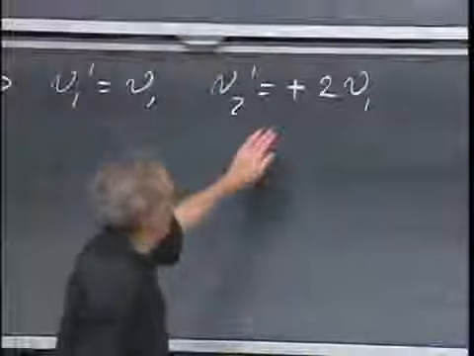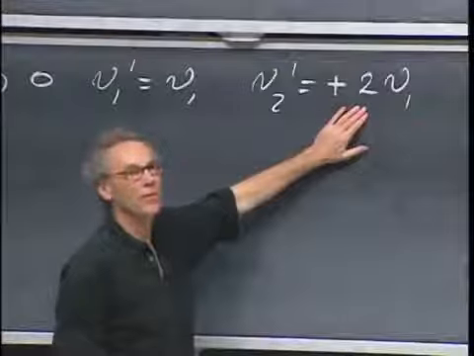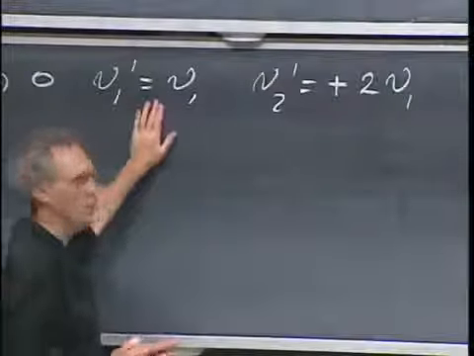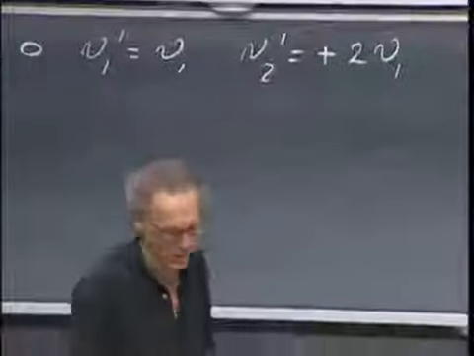So now you take a bowling ball and you collide the bowling ball with the ping pong ball, and the ping pong ball will get a velocity 2v1. Not more, not less. And the bowling ball continues at the same speed.